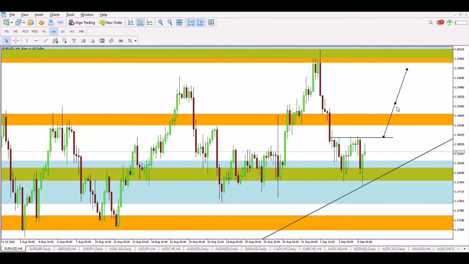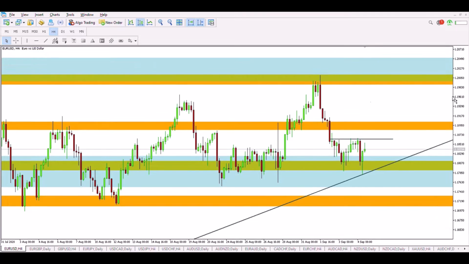This is just a possible scenario, guys. What else can happen is just a bearish move to the downside or a bullish continuation to the upper resistance. As you can see, in blue is the daily resistance on this pair. The orange is the 4-hour. Okay, so let's move to the next one.